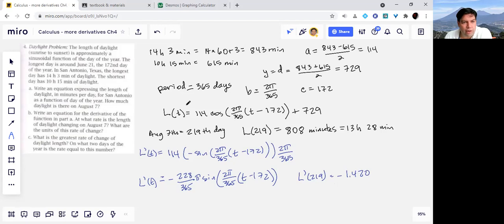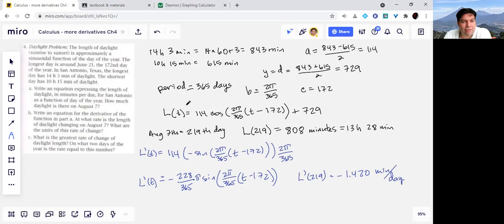It says, what are the units of this rate of change? Okay, these are the units of L, the length of day, so these are minutes, per the units of t, which is days. So negative 1.4 minutes per day. So that means that during that day, each day is becoming 1.4 minutes shorter in daylight, each day at that moment.